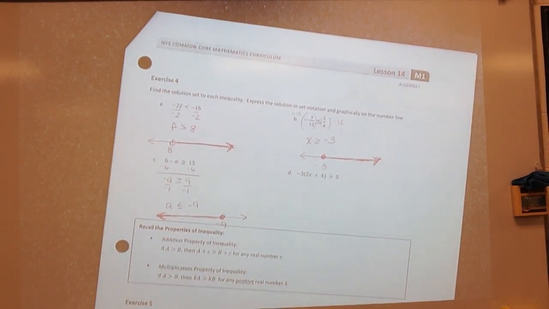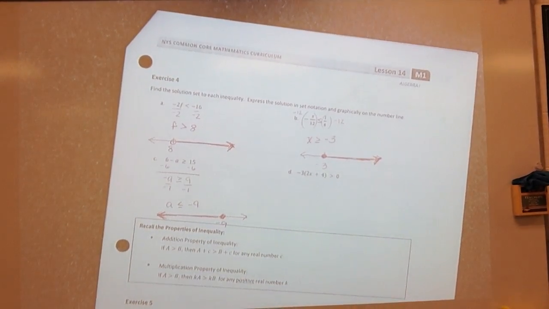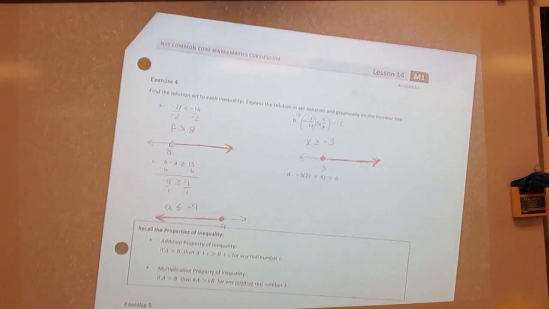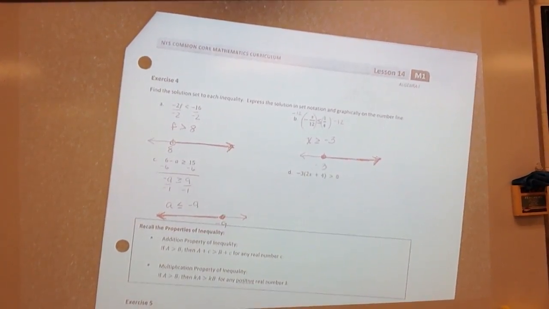All right, let's look at the last problem. Sorry guys, that's my alarm for our bells. All right, let's look at the last problem.